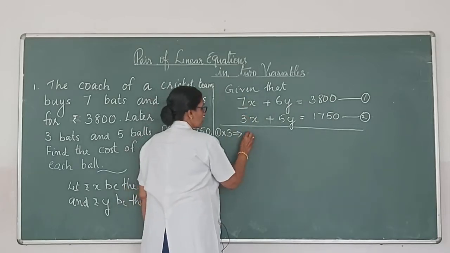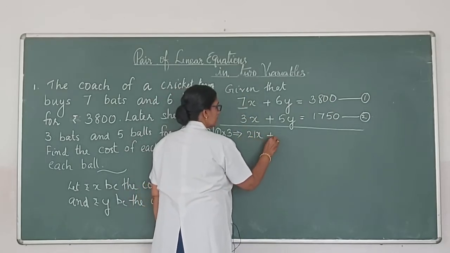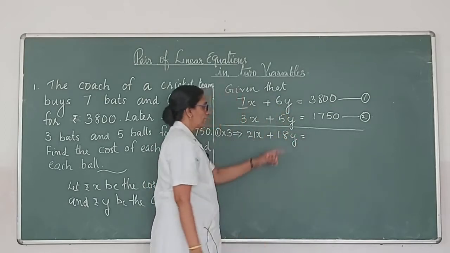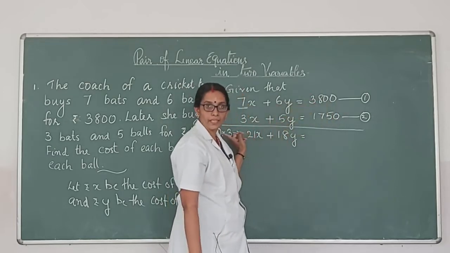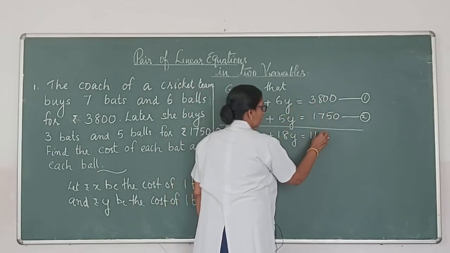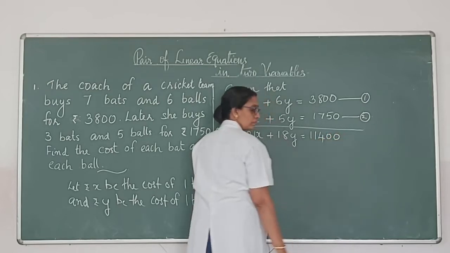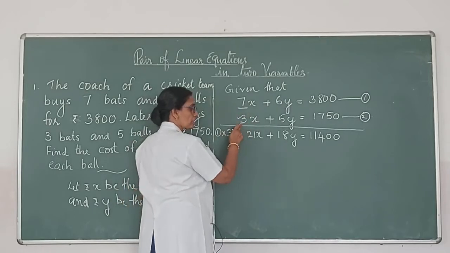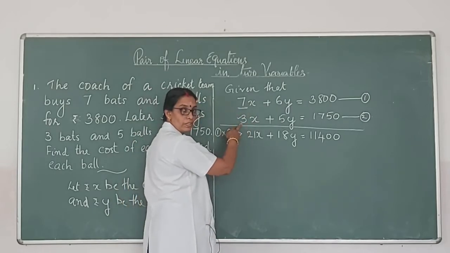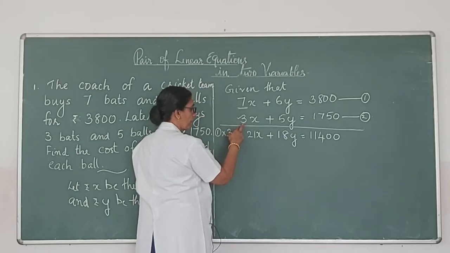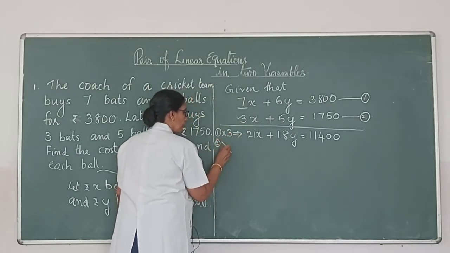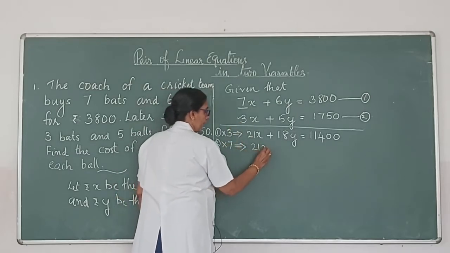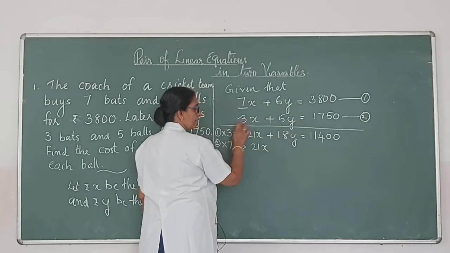So, it is 21x plus 6 into 3, 18y equal to 3800 into 3. It is 11400. Isn't it? Now, this equation, this coefficient also should become 21. What we have to do? We have to multiply by 7. So, equation 2 multiplied by 7 gives, here 21x, we are multiplying by 7, isn't it?